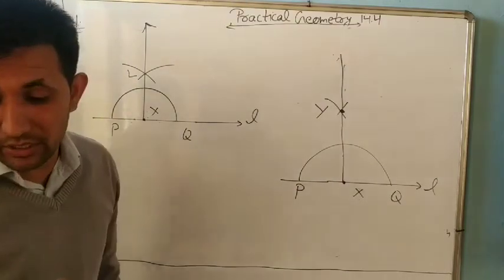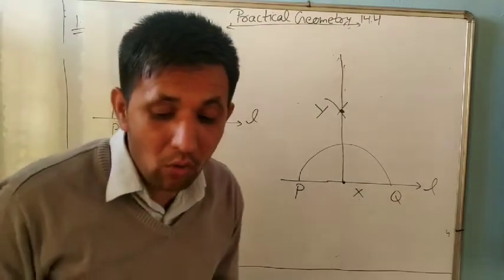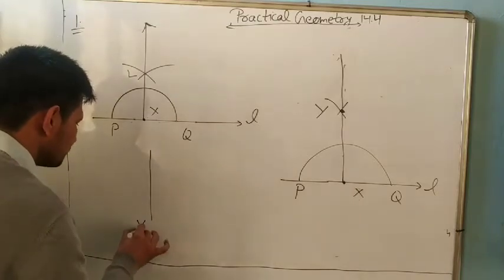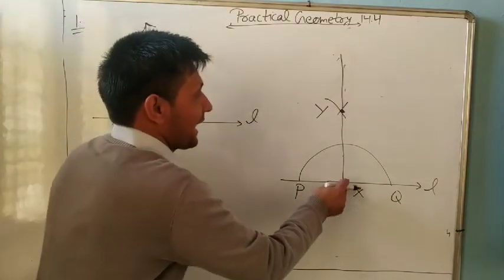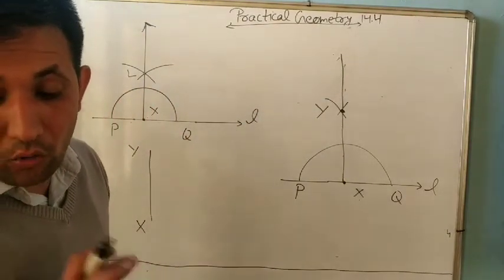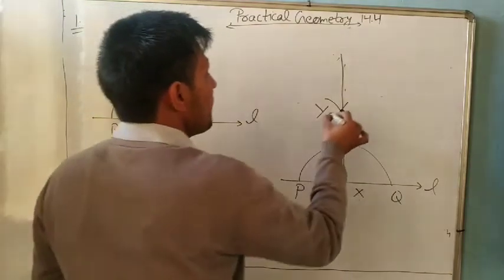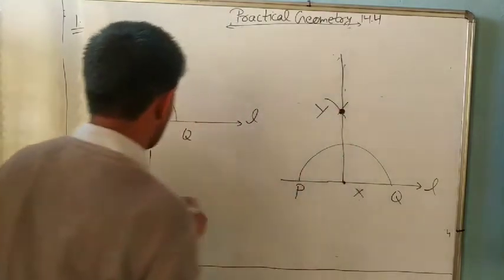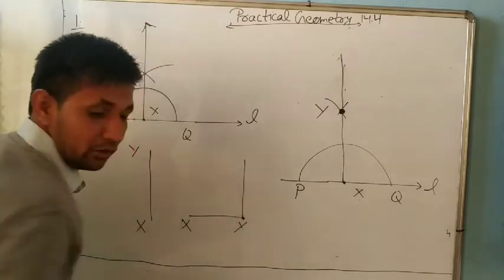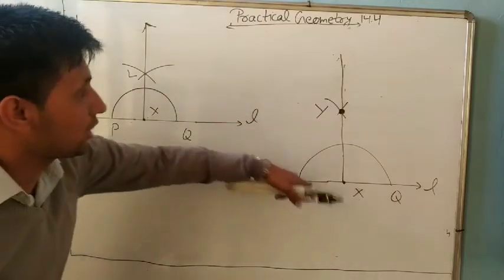In question number 3, XY is perpendicular to L. But one more thing is given. Now draw a perpendicular to XY at Y. Now we will draw a perpendicular at Y also. Suppose it is X, it is Y. If we draw at Y, it is perpendicular. So the same method we will use one more time.